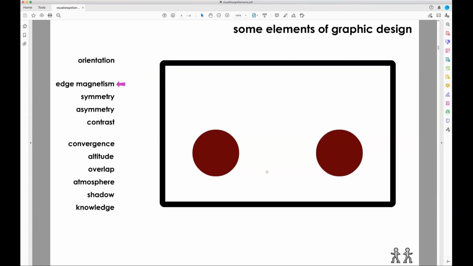Another thing, and unfortunately I can't move these around, but there is something that I've noticed in a lot of the work, and I've mentioned it a number of times in talking about past student work, is edge magnetism. What happens is the closer these objects get to the edge, the more the edge draws them closer. So even here, with symmetry, they're the same, they're just different colors. But if we think about when we move those closer to the edge, and I can't do it right now.